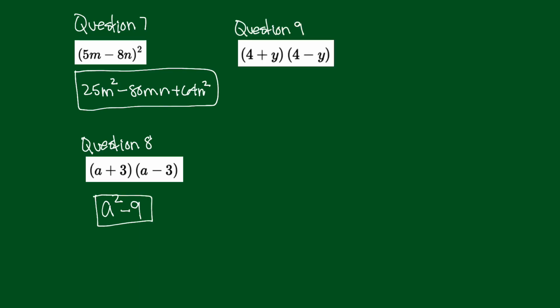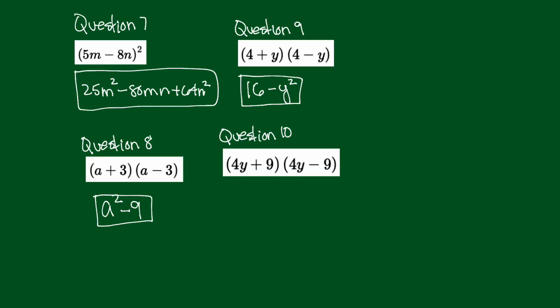Conjugates, right here in number 9, I got 4 plus y and then 4 minus y, difference in sign. So here's the template. Square the first, 4 squared is 16. Put a minus sign, square the second. Y squared. 16 minus y squared.